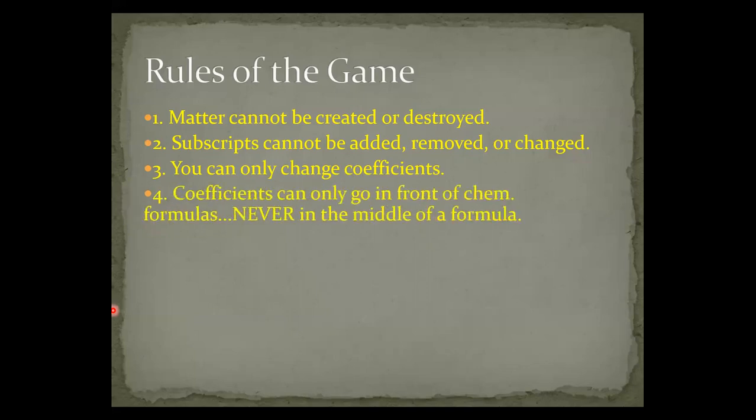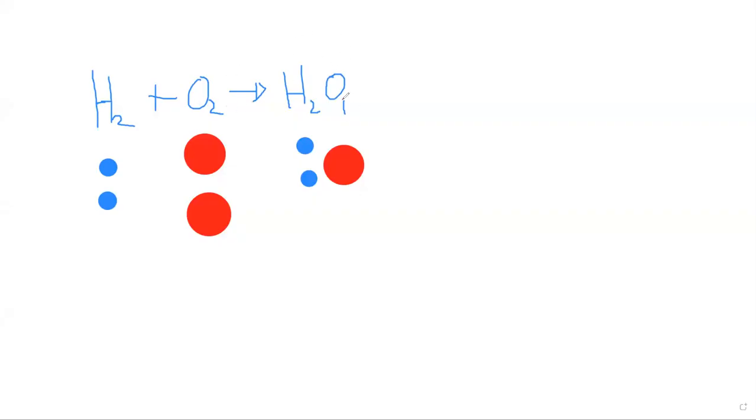Another rule about coefficients is they can only go in front of the formula, not in the middle. So what do I mean there? Let me go back to the whiteboard. I cannot put a coefficient in the middle. So I can't go like this. I can't put H2 2 O. That doesn't work, okay? The 2 has to go out in front, and it applies to the whole chemical, the whole molecule. So I can't put the 2 there. I have to put the 2 out in front, and again, that's going to go to that whole molecule. That's how we got there.